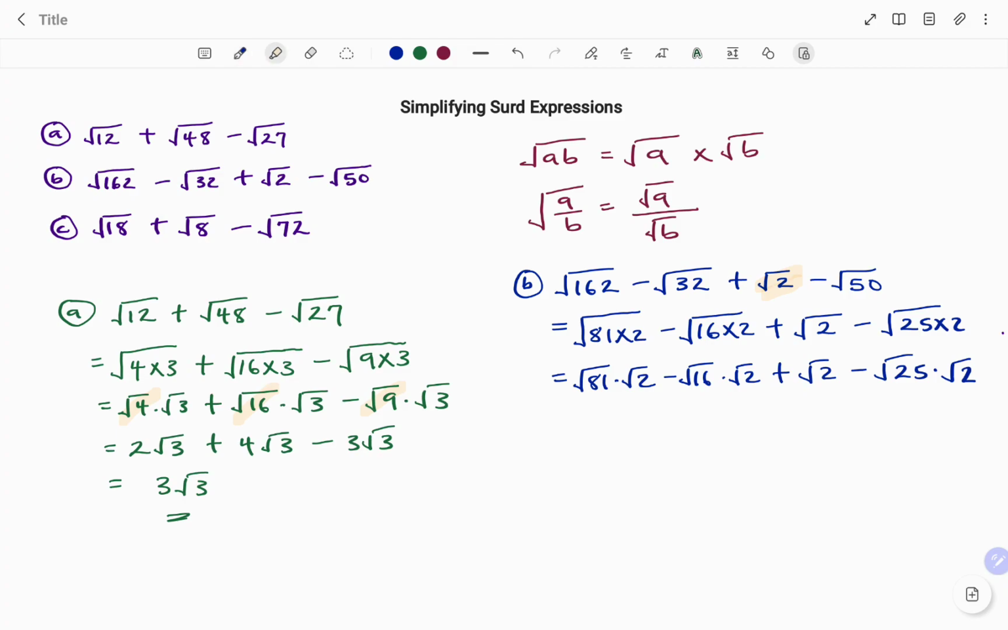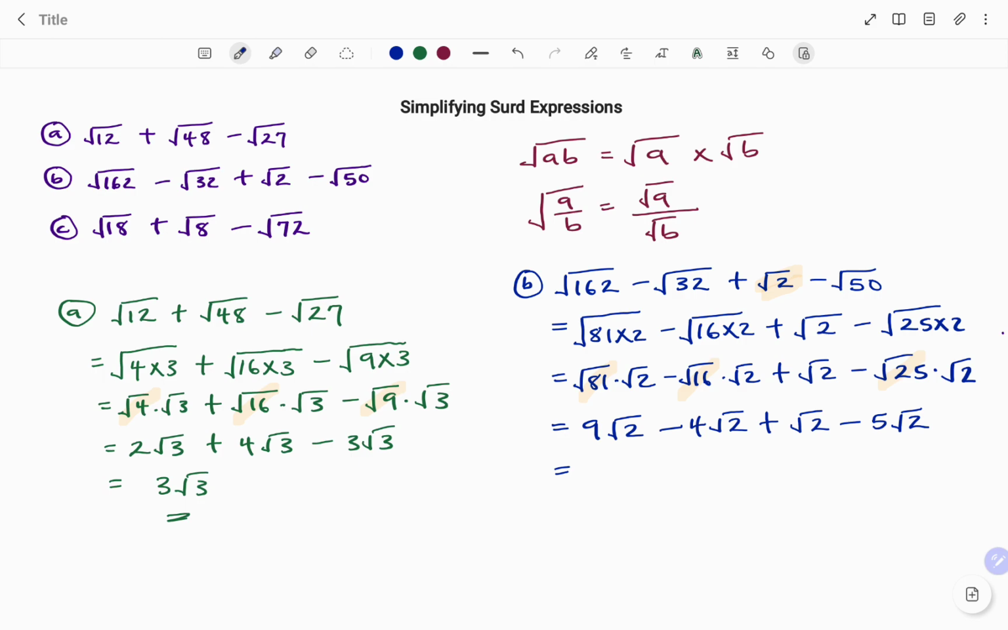In each of these terms, we have a perfect square. We have 81, 16, we have 25. Simplifying, we have the square root of 81, that's 9. We leave our root 2 as it is. We have the square root of 16, that will be 4, root 2, plus our root 2 remains the same, minus the square root of 25, that's 5 root 2. Note that they all have the same root, that's root 2. So therefore, simplifying, we have 9 minus 4, that's 5, plus 1, 6, 6 minus 5, 1.